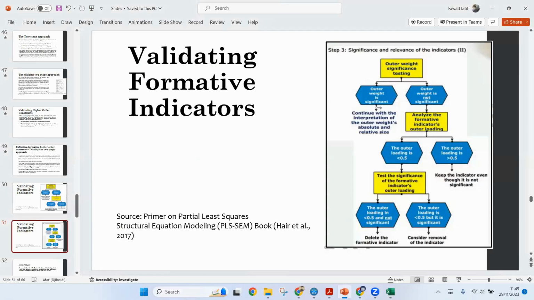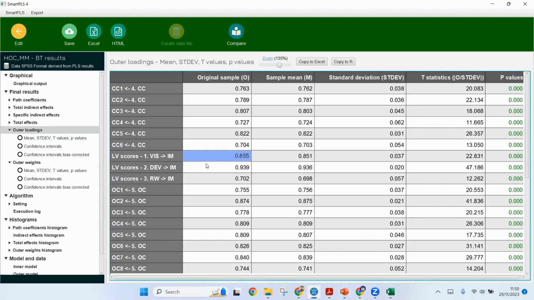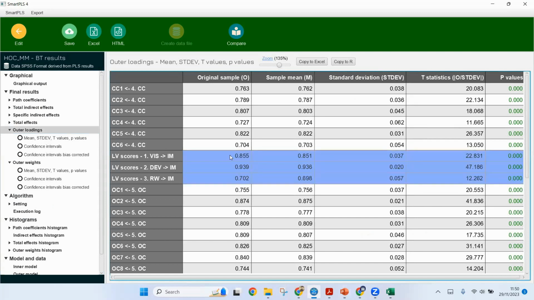If the outer weight is significant, good enough, continue. If the outer weight is not significant, now see their indicators, the outer loadings. Where are the outer loadings? Just above the outer weights. Look at the outer loadings. They are very good. They are over 0.50. Hence, we do not need to delete it.